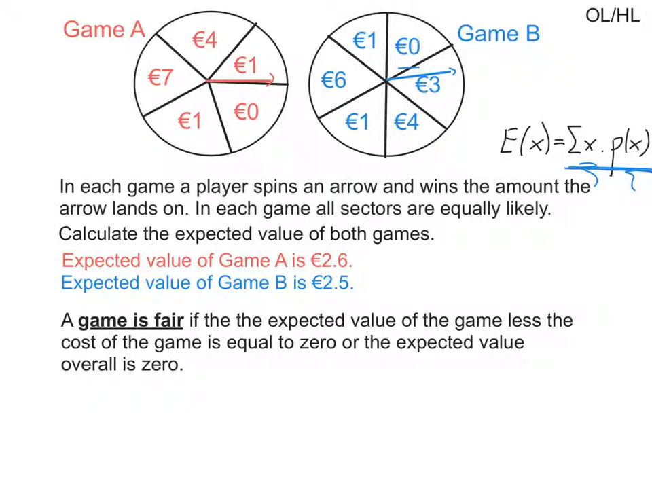An important item to note is a game is fair if the expected value of the game less the cost of the game is equal to 0, or the expected value overall is 0. In this case, as our expected value of the games less the cost of the game, so in game A, €2.6 minus €3 is not equal to 0, the game is not fair. The same is true of game B. This concludes our discussion on expected value.